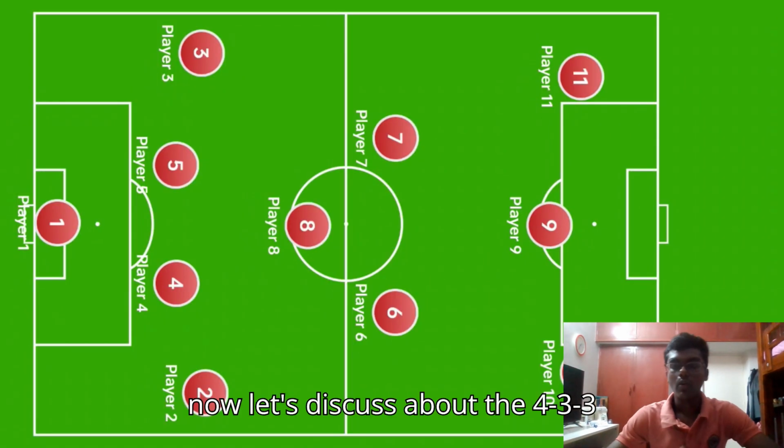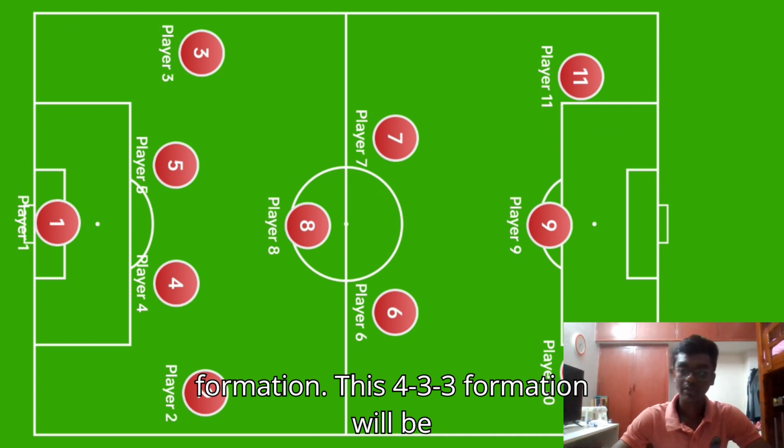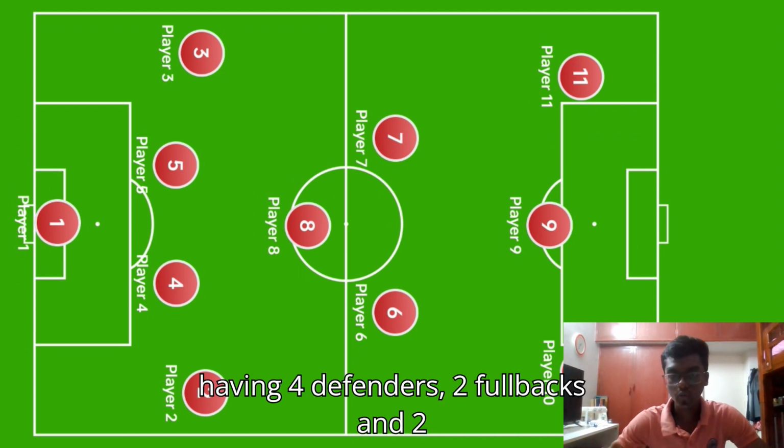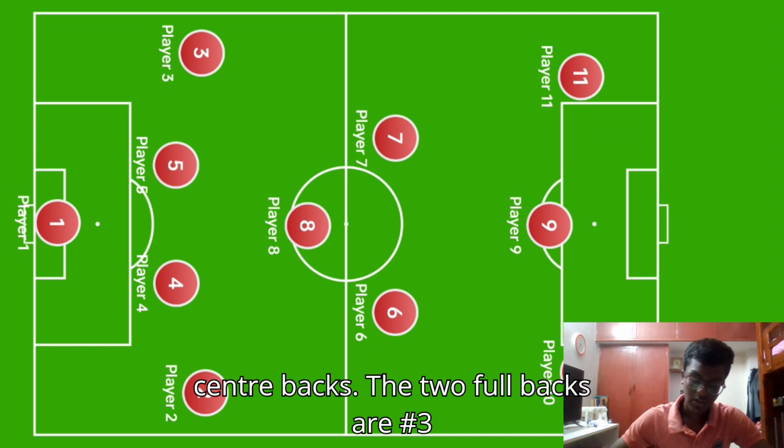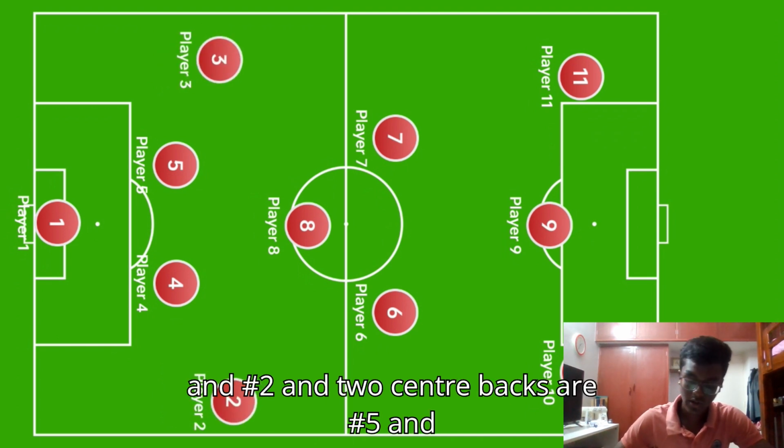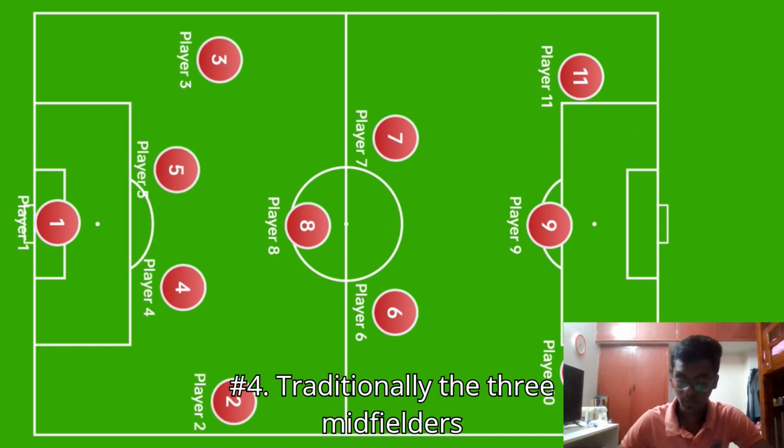Now let's discuss the 4-3-3 formation. In this 4-3-3 formation, we'll have four defenders, two fullbacks and two centre backs. The two fullbacks are number three and number two, and the two centre backs are number five and number four.